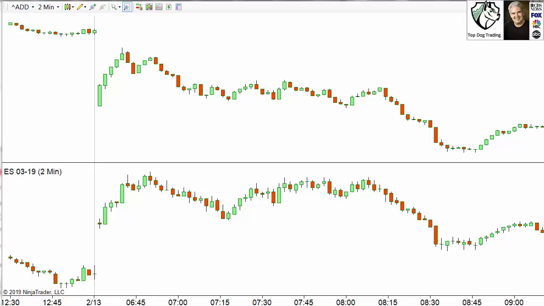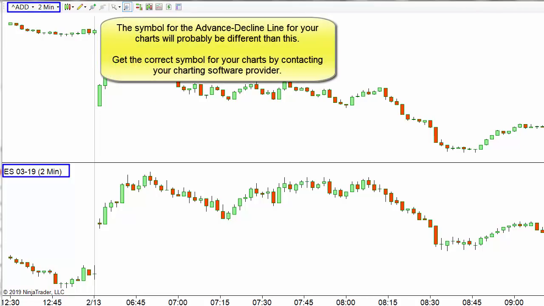So as you can see here, I've got the S&P E-minis on the bottom. I've got a 2-minute chart. You can vary this depending what you want, but I do use this for intraday trading. Now, here's the key. Over here, I have the advanced decline line, and I use the same time interval. So the advanced decline line is a breadth indicator, and it's basically an index. It's calculated by the number of advancing stocks less the number of declining stocks, and that's pretty much it.